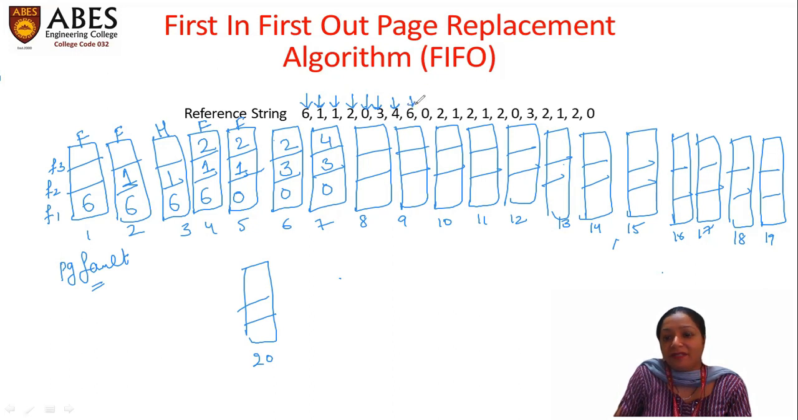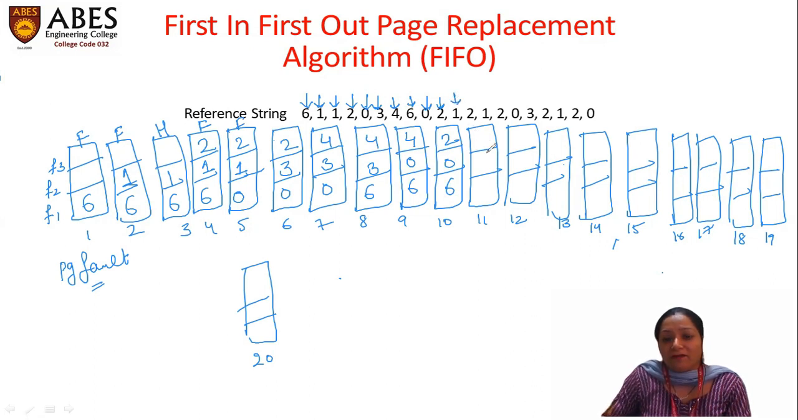Again, we are referencing 6, but now we don't have 6 in these frames. So again, we need to make a free space for the page number 6. So what we will do, we will replace the oldest page, that is 0. We just replaced 0 with 6, but now again we need page number 0. So we have to bring it back to the main memory by replacing it with the page number 3. Next is 2, 6, 0, 2. In place of 4, we will fit the page number 2.